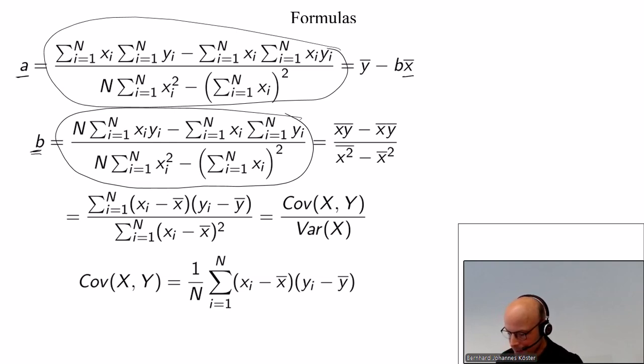Okay, and I don't know, maybe in your statistics course you have also talked about this so-called covariance. Have you heard already about this?